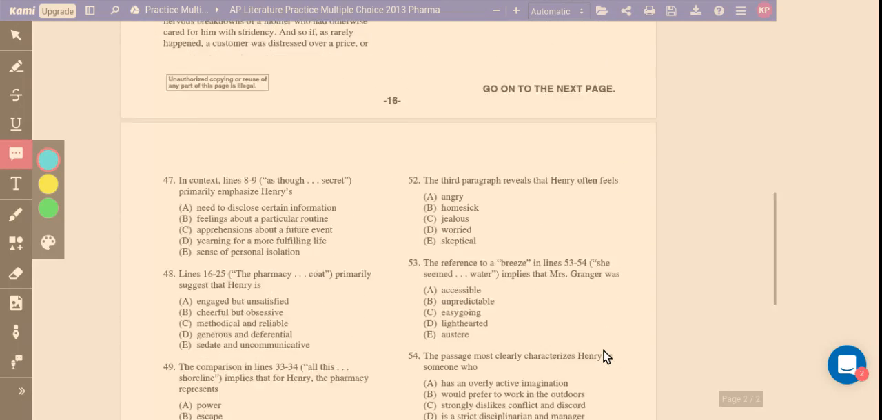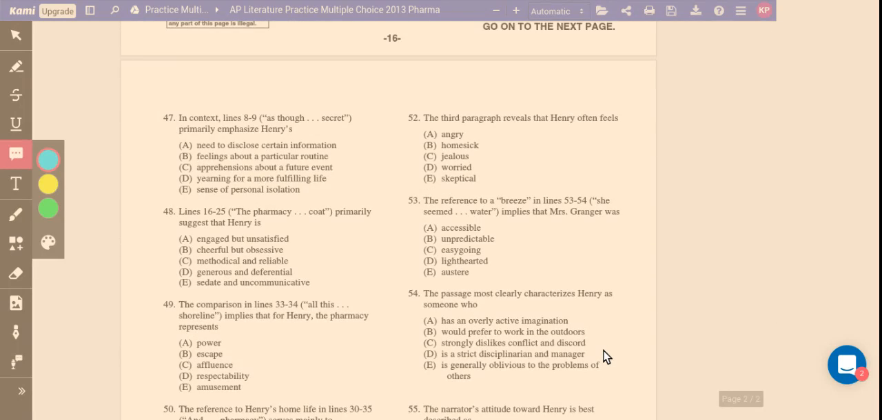So when I go back to my answer choices here, he's not angry in this paragraph. He's not homesick. He doesn't seem jealous. Skeptical might be a little more challenging to rule out, but we know the correct answer is worried. So I have to figure out why he's worried here in this passage. So I'm going to go back to my chart here, and this is what I put down for my answer.